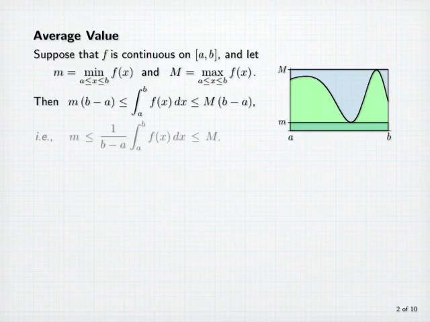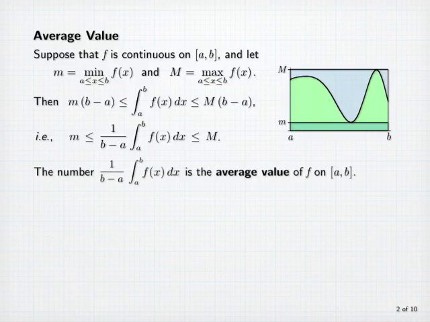Now notice that another way to write this inequality is that little m is less than or equal to 1 over b minus a times the integral from a to b of f of x dx, and that's less than or equal to capital M. The quantity in the middle of this inequality is known as the average value of the function on the interval ab. So the average value of f on ab is the integral of f over ab divided by the width of the interval.